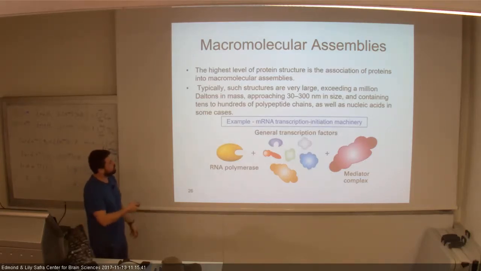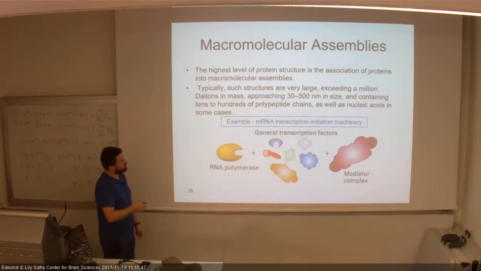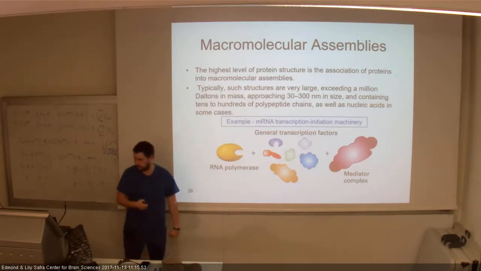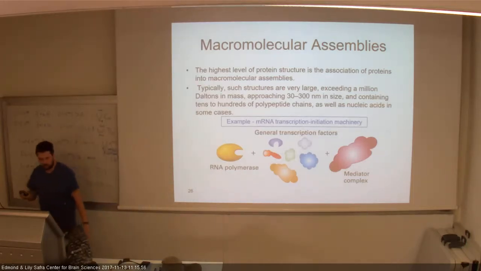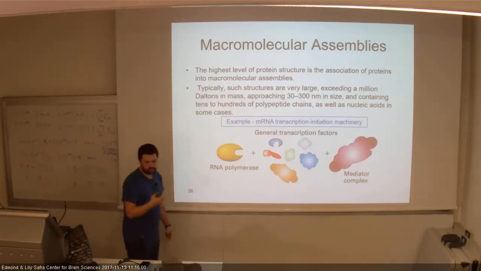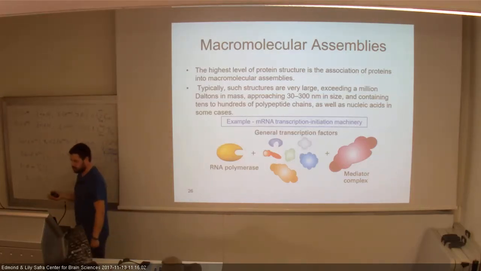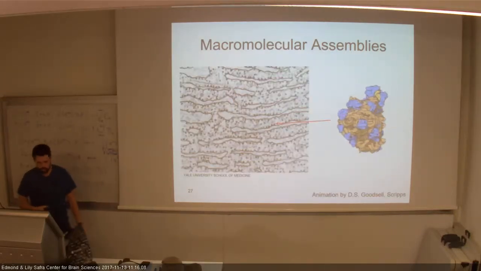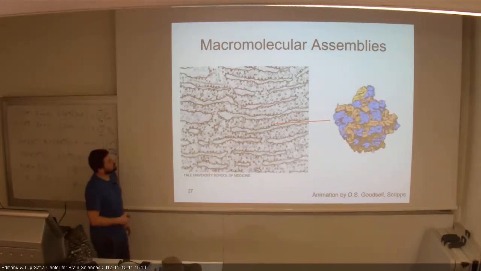So one example: a lot of different types of proteins can work together and form what we call the mRNA transcription initiation machinery, which is in charge of transcribing genes, not translating but transcribing genes, from our DNA to the level of the RNA. But again, we're going to talk about that more thoroughly in the next classes.